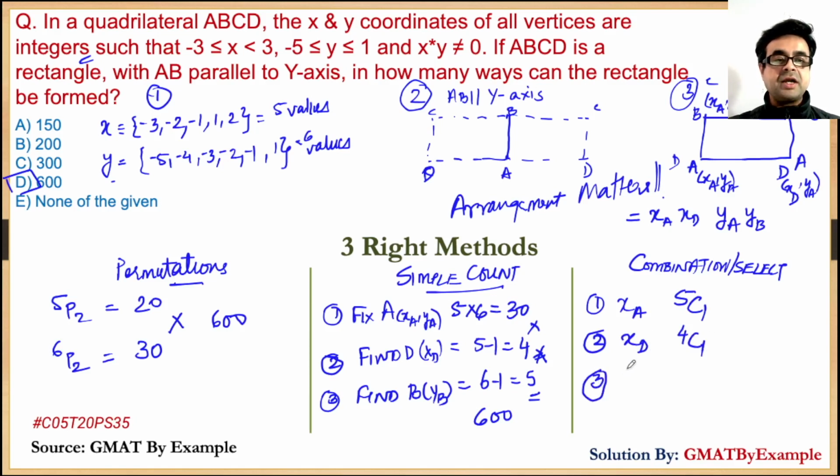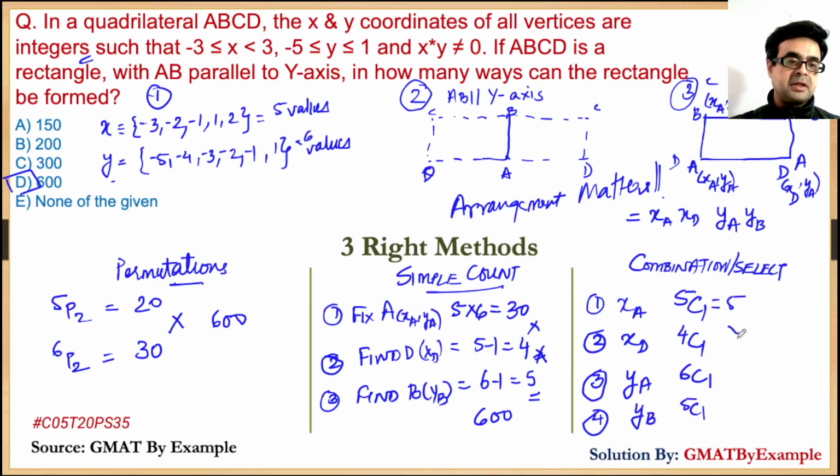Then we have to find YA, which can be found in 6C1 ways. And finally, since there are only 5 values of y possibly left, we have to find YB, which can be found in 5C1 ways. This will give you 5 multiplied by 4 multiplied by 6 multiplied by 5 again, which is again equal to 600.